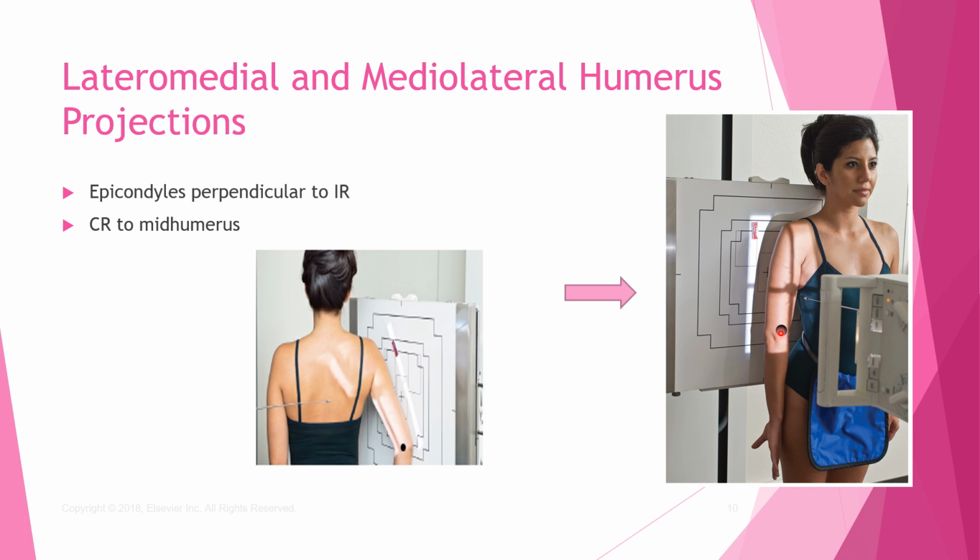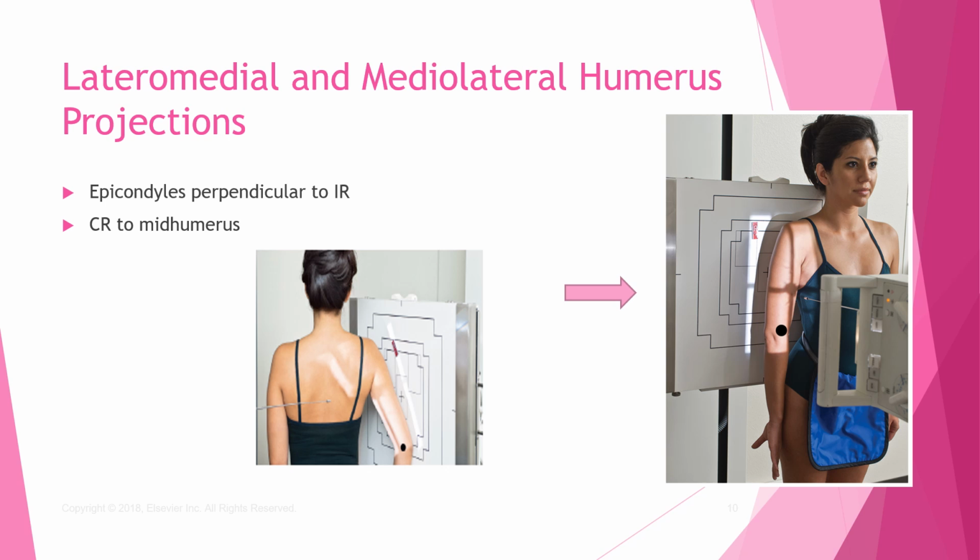This dot right here is referencing that the epicondyles, the medial and lateral epicondyles, would be perpendicular to that board and that IR if it's properly positioned. Again, you would have to get the entire humerus with both the proximal and distal joints, so both shoulder and elbow joint for that particular image.